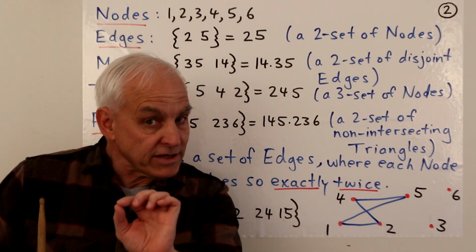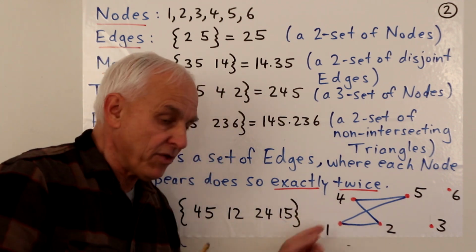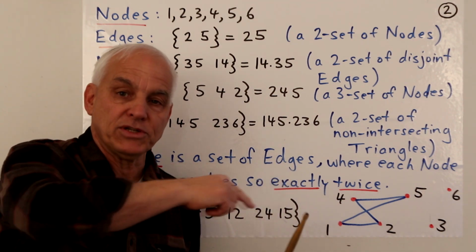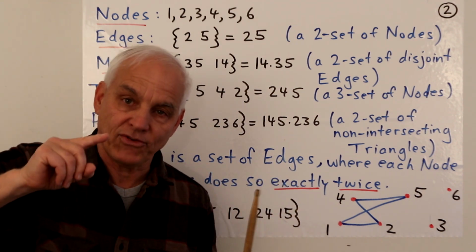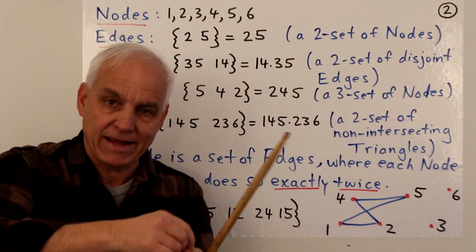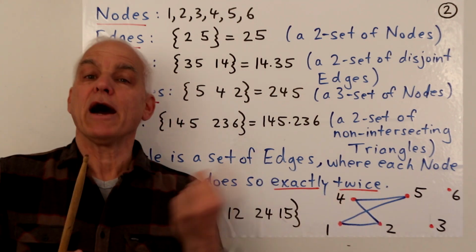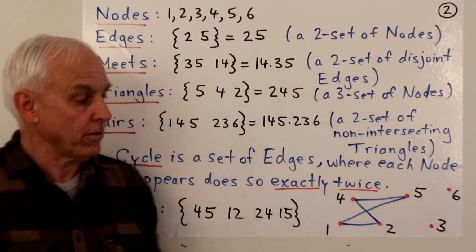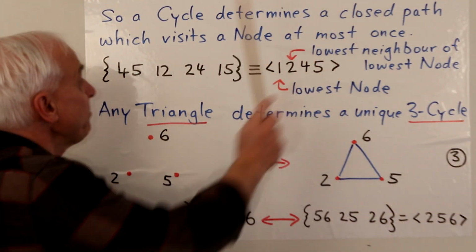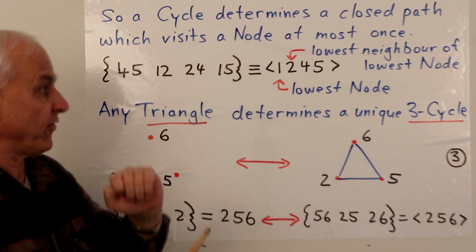Okay, it doesn't have an orientation. We're not prescribing that we have to go this way or this way. You can go either direction, but it has the property that you visit whichever nodes you do visit exactly once. You don't come to a node and then later on come to the node and then come back again. Once you get back to the node that you started with, you've gone through the entire path. So it's a cycle. So a cycle determines a closed path which visits a node at most once.